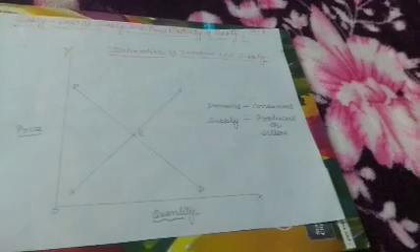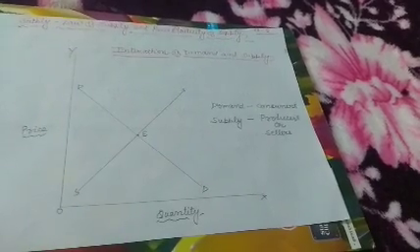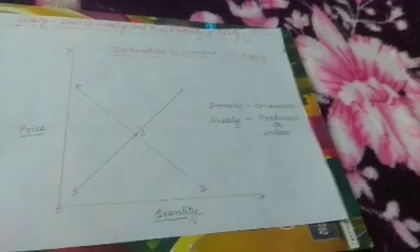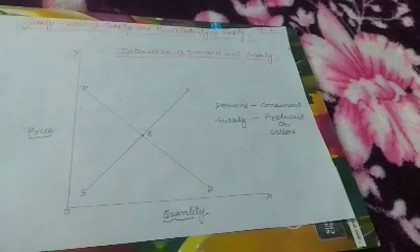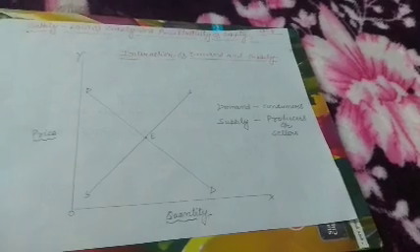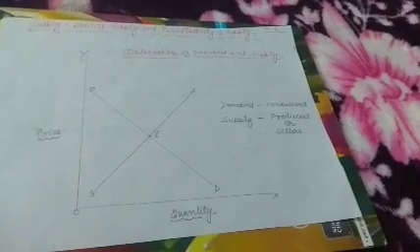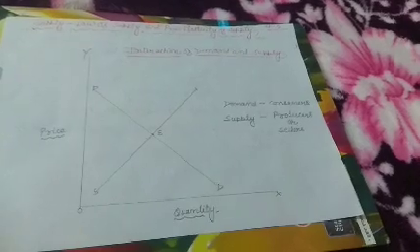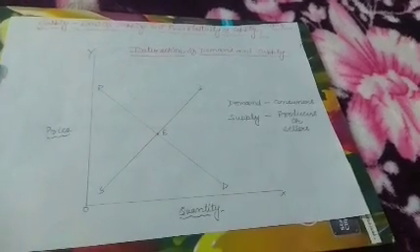Interaction means, as you can see in the diagram, the demand curve has a negative slope and the supply curve has a positive slope. And the point E is showing the interaction. It means where both the curves intersect, the point at which both the curves are intersecting. This is called the interaction of demand and supply.